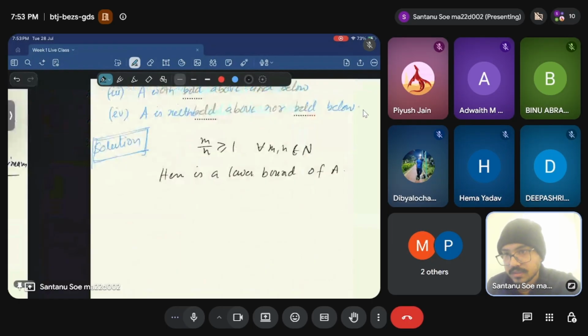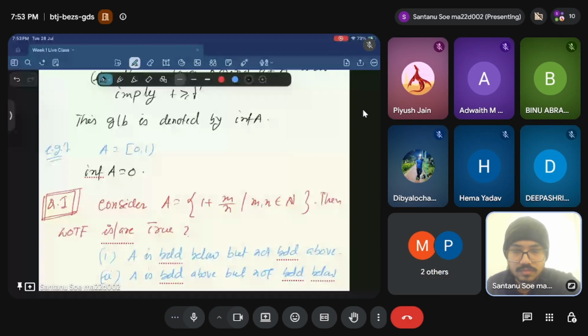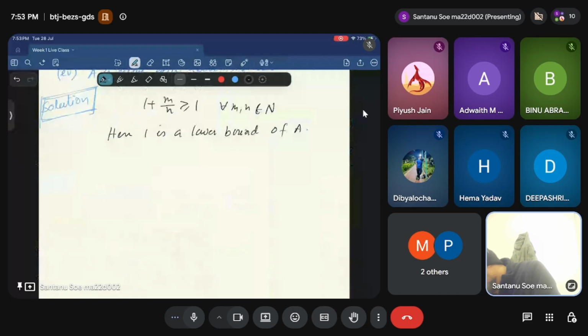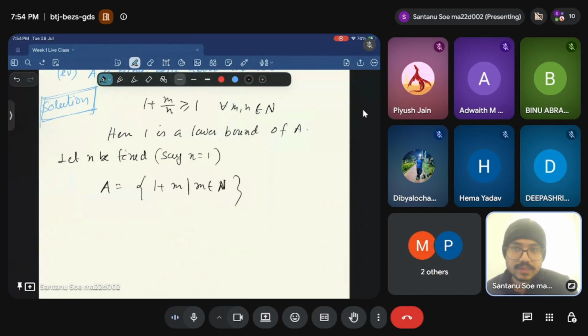But if you see the set closely, then you can understand that this set A is not bounded above, right? Because if you fix n, so let n be fixed, say n equals 1, then the set A looks like this. Now if you increase m, the elements of A clearly go to infinity as m approaches higher and higher values, right? So A is not bounded above, correct?